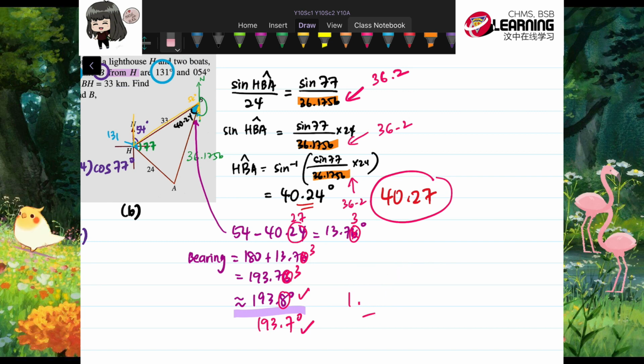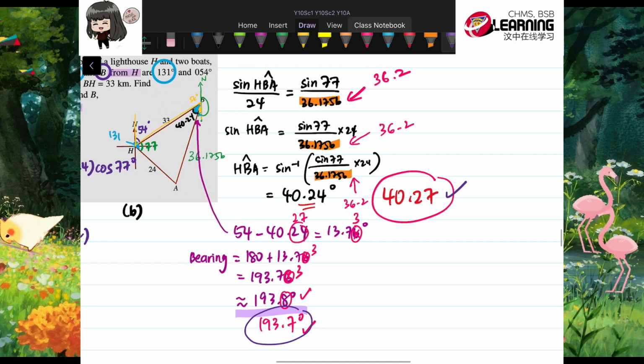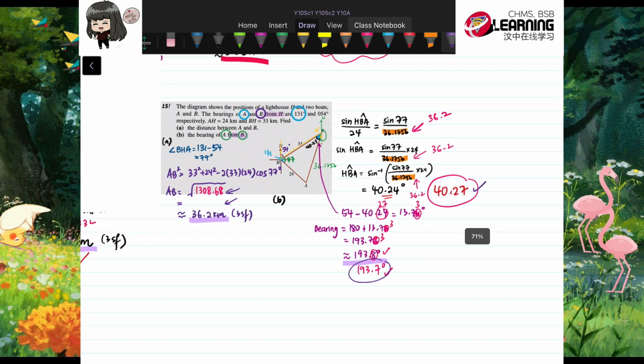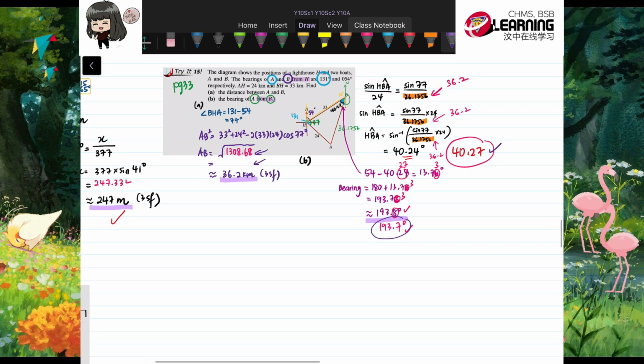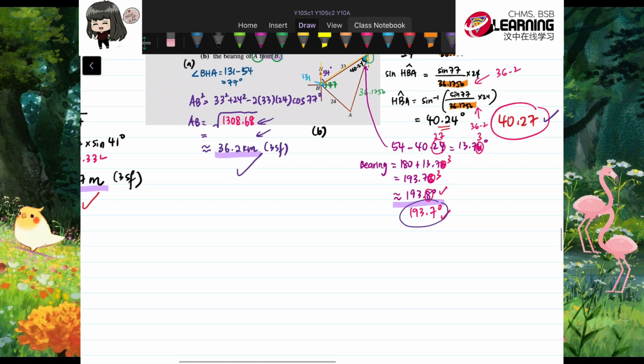It's just that if you ask for my preference, I would prefer 193.7 because this one is more accurate, as you are using the answer that is not rounded off. So please change your answer for that. And this one, try 15, the answer is 36.2. Please tick your answer.